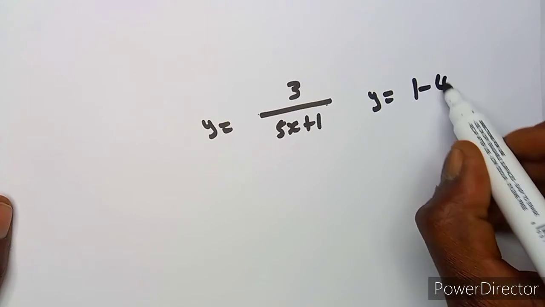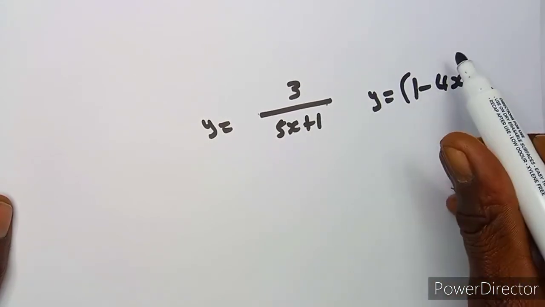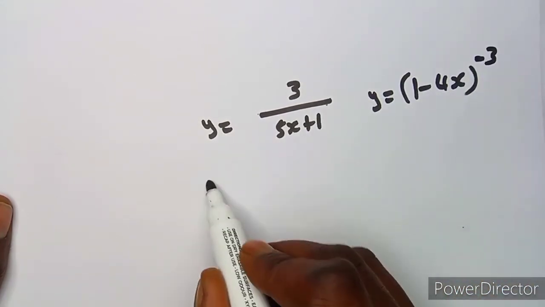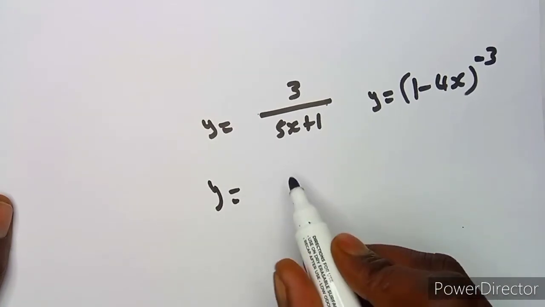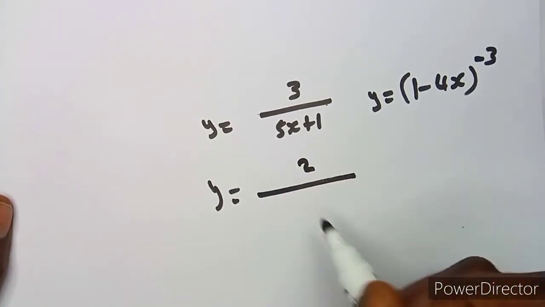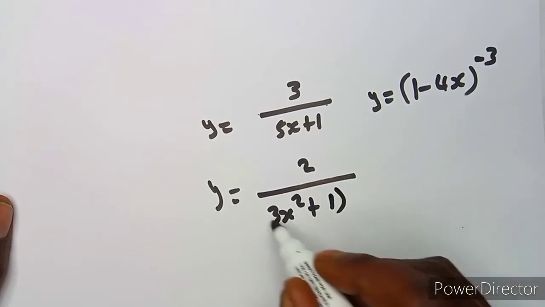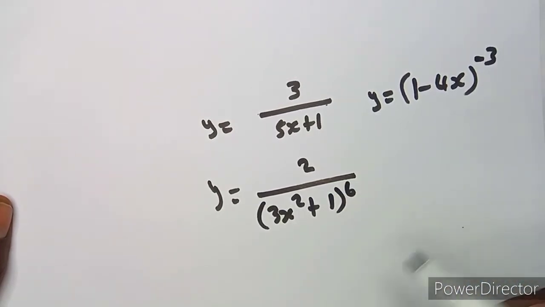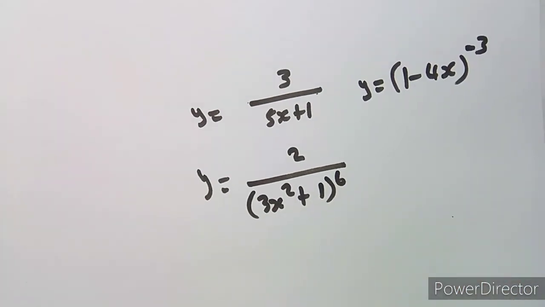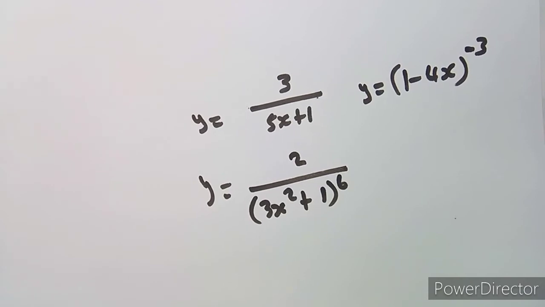Typical questions like these ones, to the exponent of minus 3. Typical questions like these ones, 2 over 3x squared plus 1 to the exponent of 6. Yeah, just try and see if you are going to obtain what I'm talking about here.